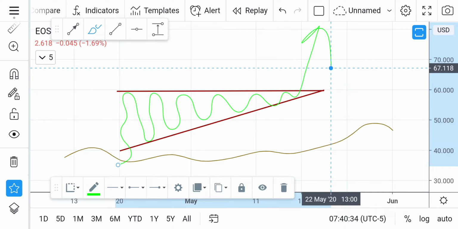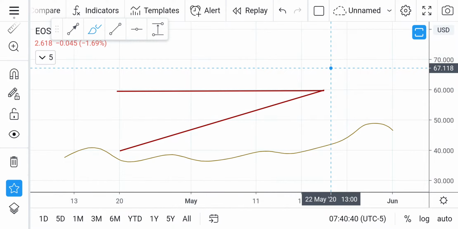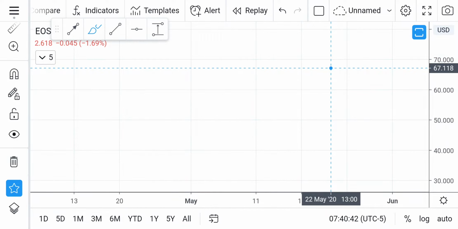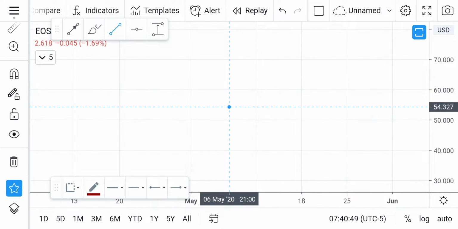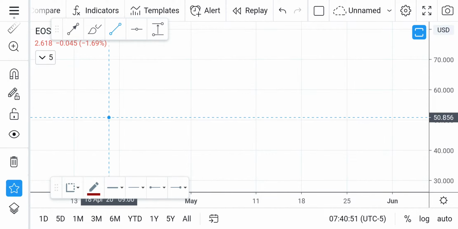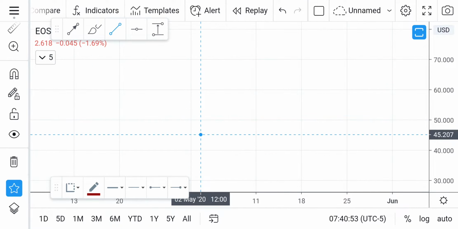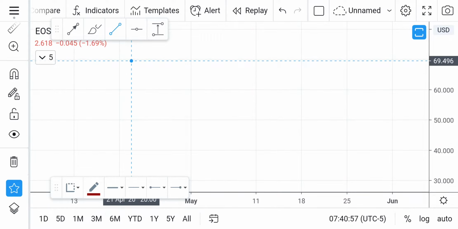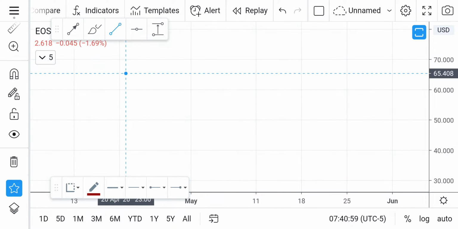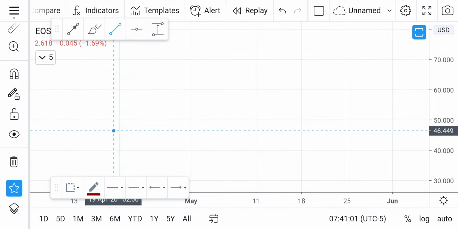The next chart pattern I'm going to talk about right now is the descending triangle. The descending triangle is just the opposite of the ascending triangle. For the descending triangle, you have a price making higher lows into resistance, into support. So let's say this is your support.